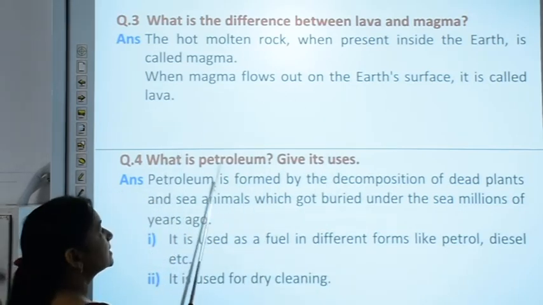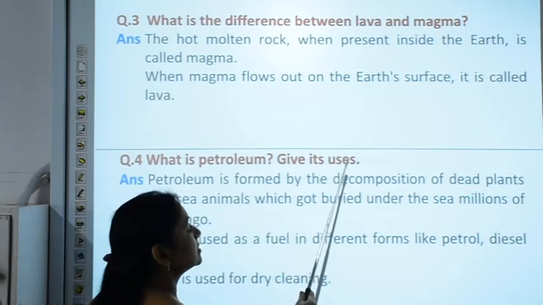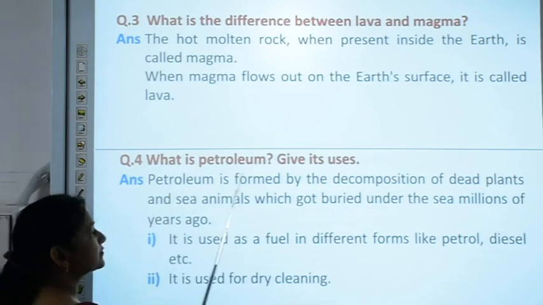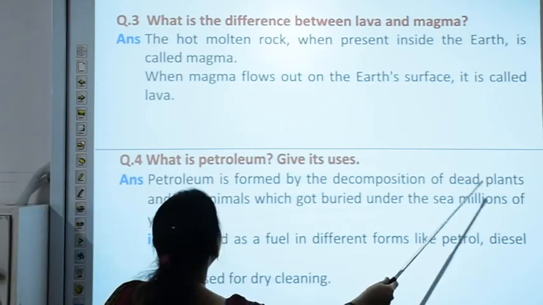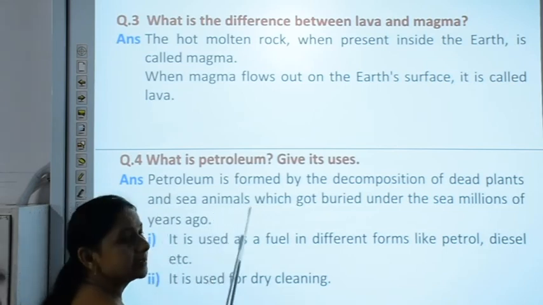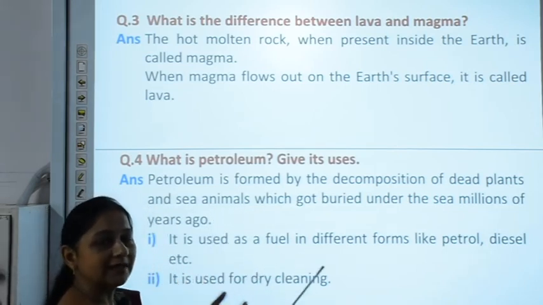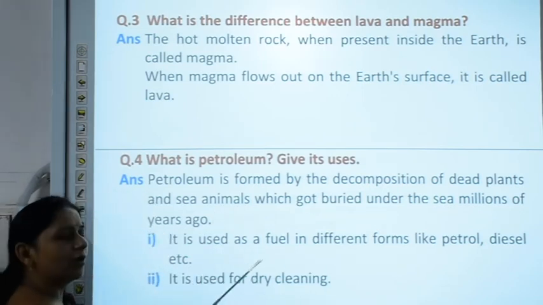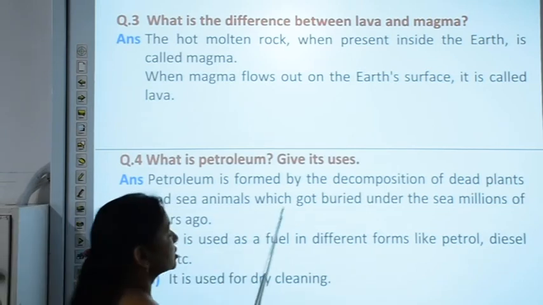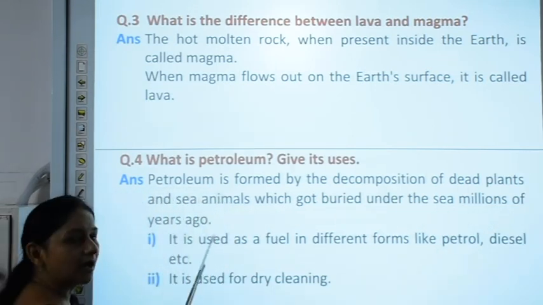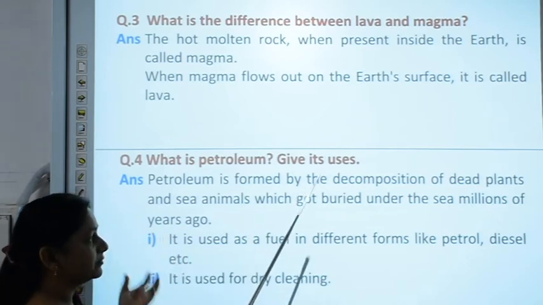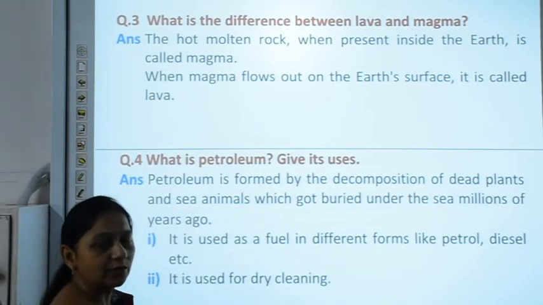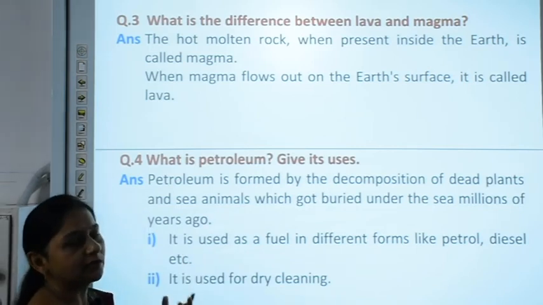Fourth one, what is petroleum, and give its uses. There are two parts in this question. The answer to the first part is petroleum is formed by the decomposition of dead plants and sea animals. Dead plants and sea animals, when they get buried at the bottom of the water bodies, form petroleum over millions of years. These buried depositions of dead plants and sea animals give rise to petroleum after a long period of time.